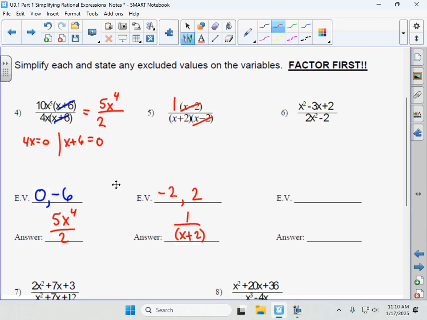All right, number 6. Okay, so it doesn't look like they factored this one for us. So here we have to factor. All right, so we want to remember all our different methods of factoring. So on the top, it looks like a trinomial, and so we can use the x method. So 2's on top, negative 3's on the bottom. So we need two numbers that multiply to 2 but add to negative 3. Negative 2, negative 1. All right, so on the top, it factors into x minus 2, x minus 1.